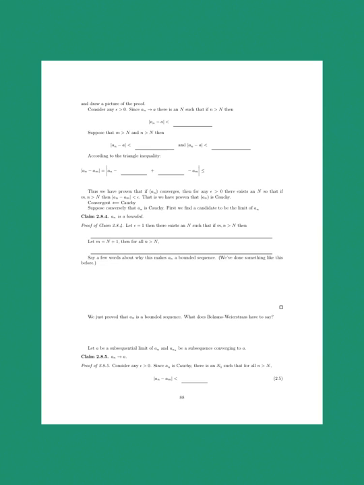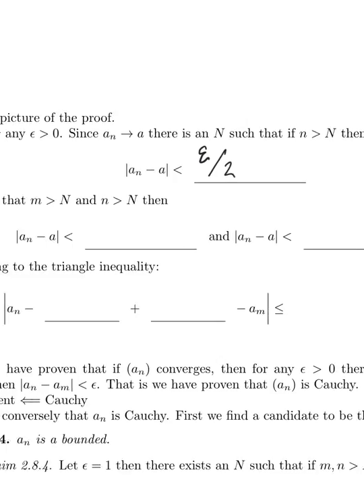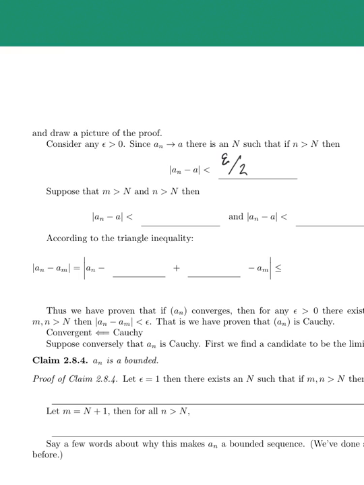Since a sub n converges to a, there exists some big N such that if little n is bigger than big N, then the absolute value of a sub n minus a is less than, I could put any positive number I want there. So I could put epsilon there. But instead, I'll put an epsilon over 2 there because I know that's what I'll need. Suppose that little m is bigger than big N and little n is bigger than big N. That's what I need to do. I want to show that for all little m and little n bigger than big N, something happens. So I should consider any m and n satisfying those conditions.